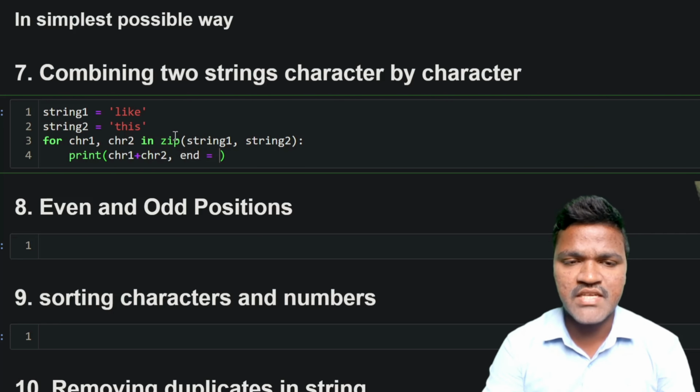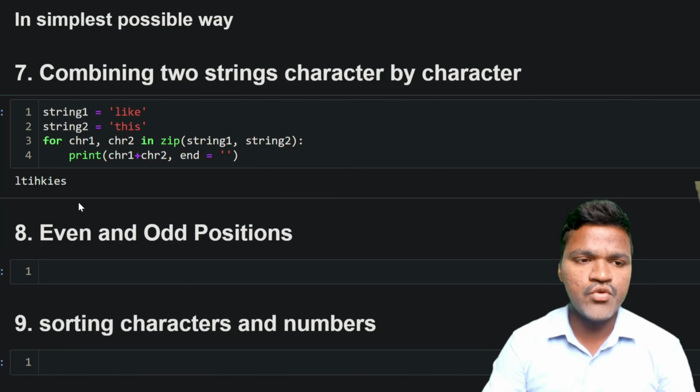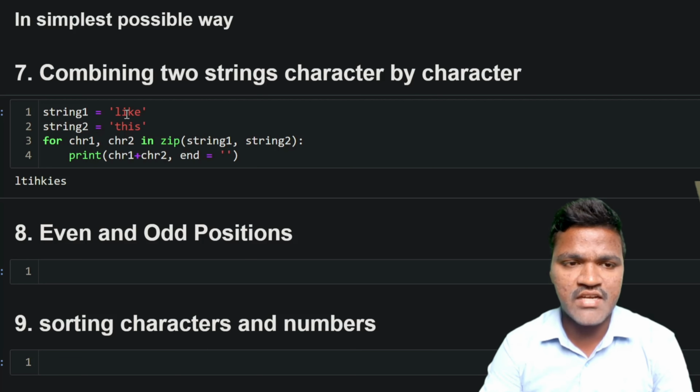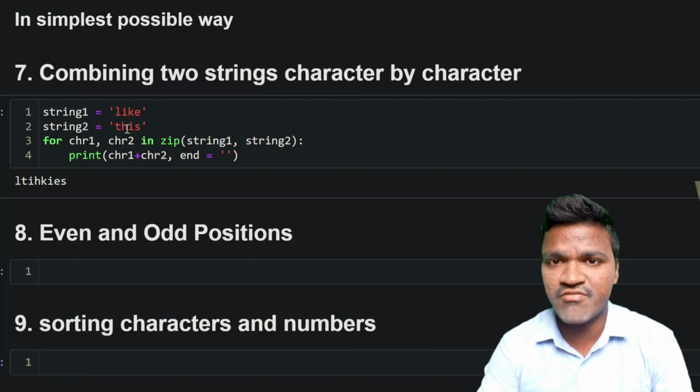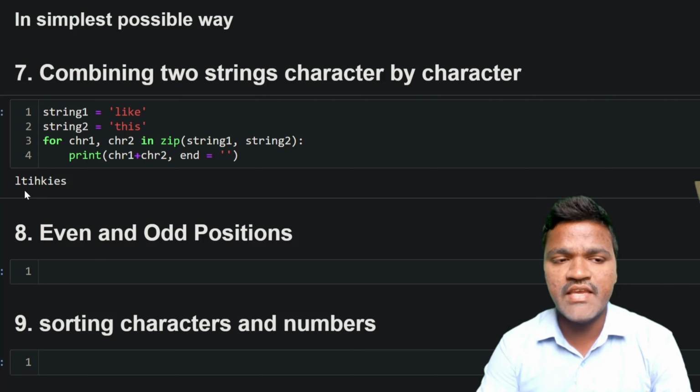At the end I will mention nothing, this particular empty string statement, and if I execute this, you are able to see we are having L and T, the first character from the first string, L, and the first character from the second string, T, and then the second character from string 1 and the second character from string 2. Like this, we are getting all of these characters and we are combining them character by character. If you see the alternative characters, we are having L, I, K, E, and from the second string, T, H, I, S, we are getting this.